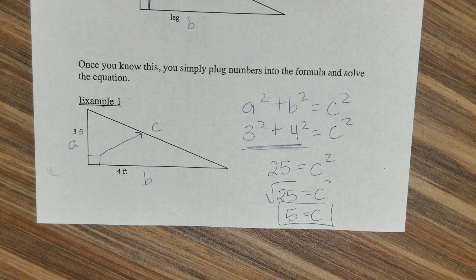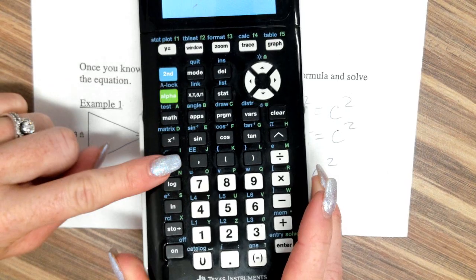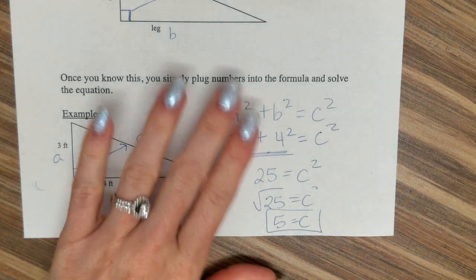We good? Everybody know where the square root button is, right? Right here above this in blue. So you have to hit second and then that. All right, flip it to the back.